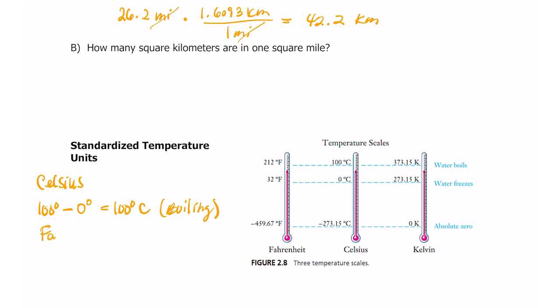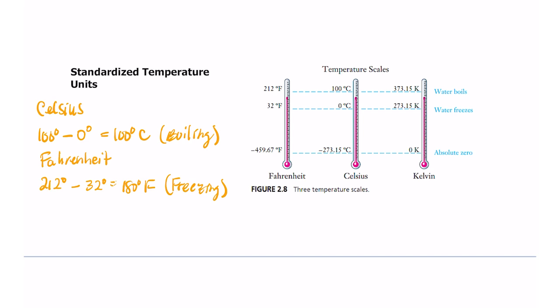For Fahrenheit, boiling is 212 minus freezing, which is 32, and that would give me 180 degrees Fahrenheit. So each Celsius degree is basically 180 over 100 Fahrenheit degrees. If I take those two comparisons.